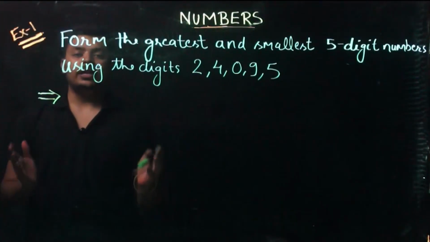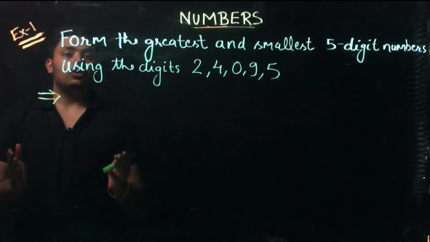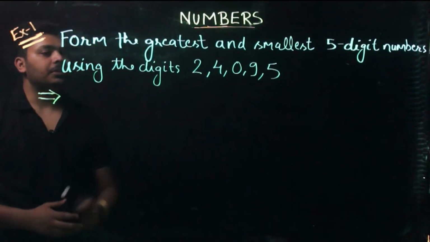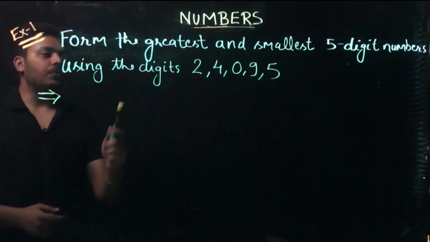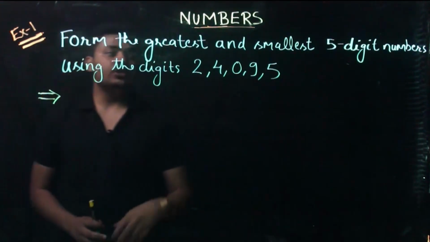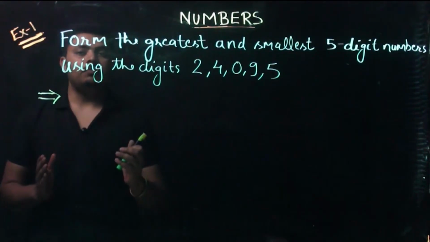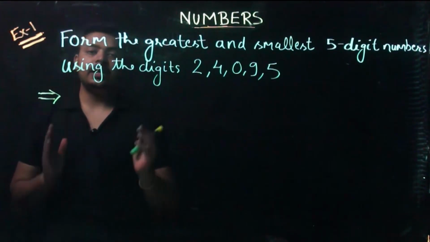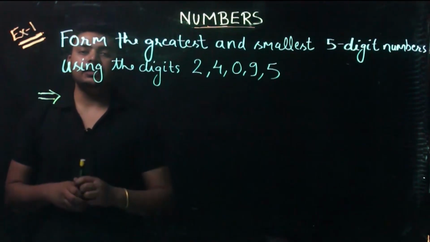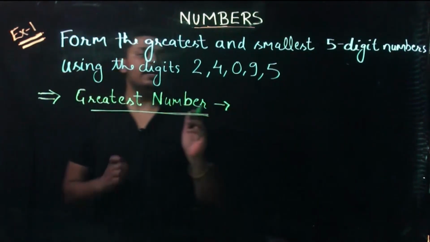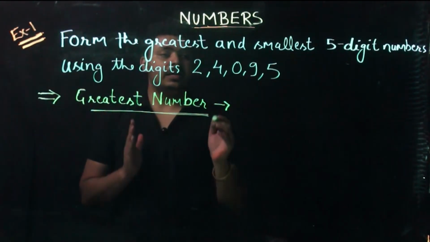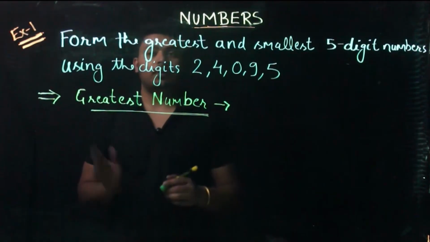So students, let's look at our first example. Let's form the greatest and the smallest 5-digit numbers using the digits 2, 4, 0, 9 and 5. Using these 5 digits, we have to form a greatest 5-digit number and a smallest 5-digit number. First of all, we will form the greatest number. To form the greatest number, we need to arrange the digits in decreasing order from the left hand side.